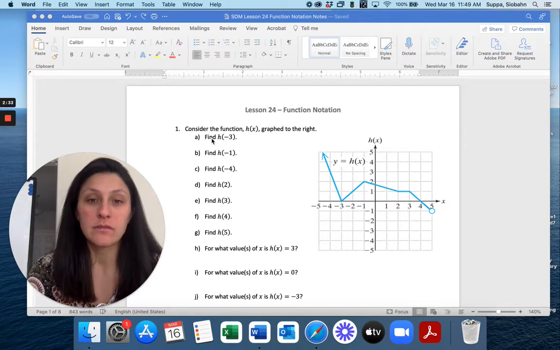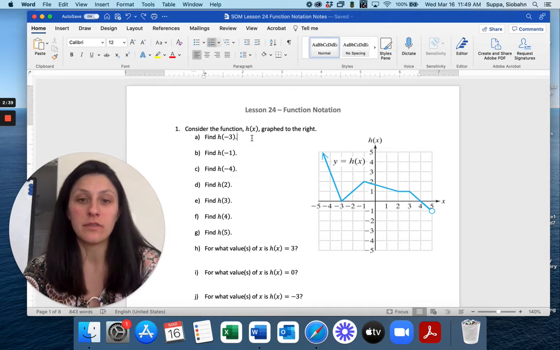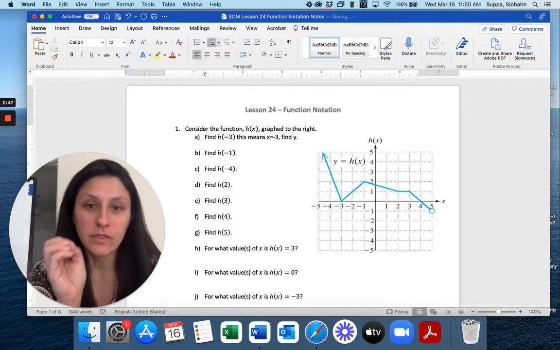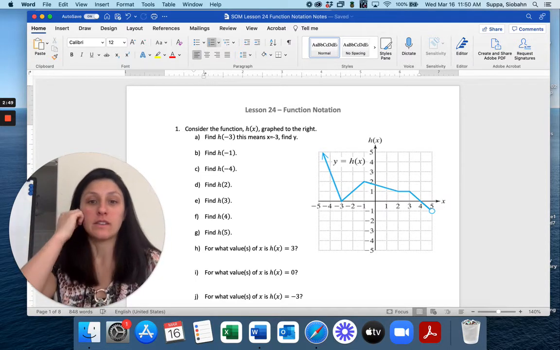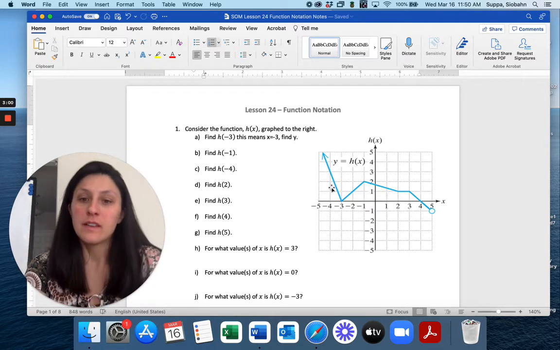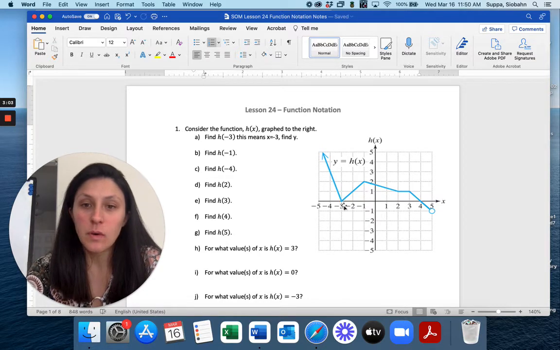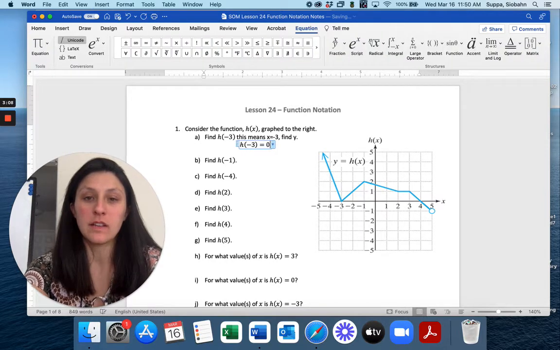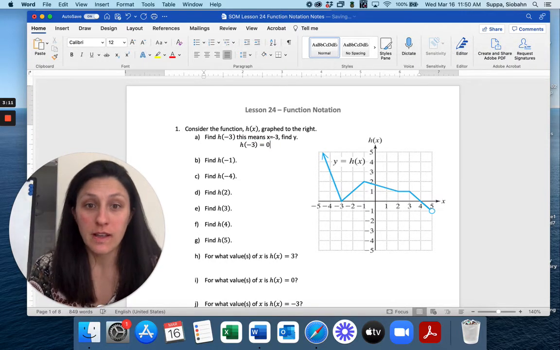So this first question, find h of -3, that means that x equals -3, and you're looking for y. And really you're looking for that exact point. So if you can find the point on this function that has the x value of -3, then you just list the y coordinate. So here's where x is -3 and the y value is 0. So in this case, we would write h of -3 equals 0. So that's the answer for part A.